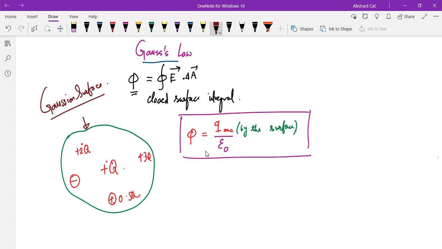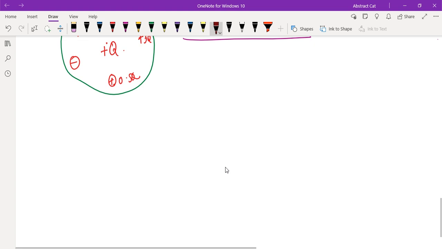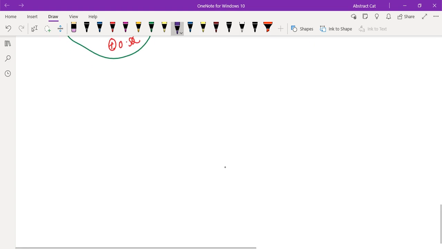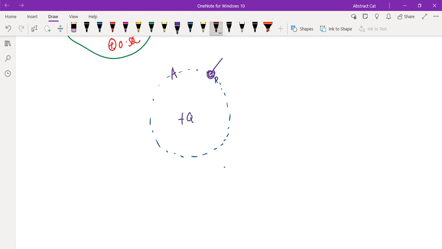So how do we use Gauss's law to calculate? Suppose there is a charge Q, and you want to calculate the electric field at point P. The easiest way is to draw a Gaussian surface. This surface is a Gaussian surface, and say its surface area is A. Here the area vector, if I consider a small area, call it delta A, is in that direction.